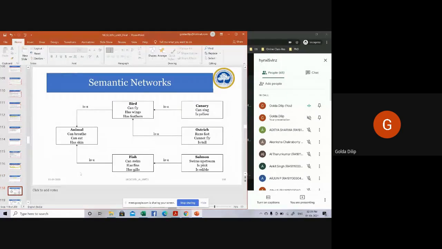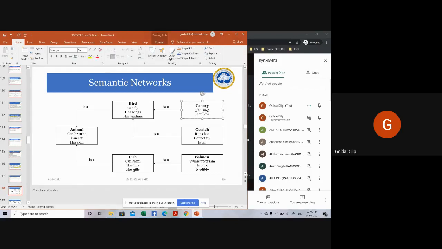So you can see here, this is an example of a semantic net. These are all classes: bird class, canary class, ostrich class, salmon class, fish class, animal class. You can see here the arrows are pointing towards the parent class. The nouns are all entities.